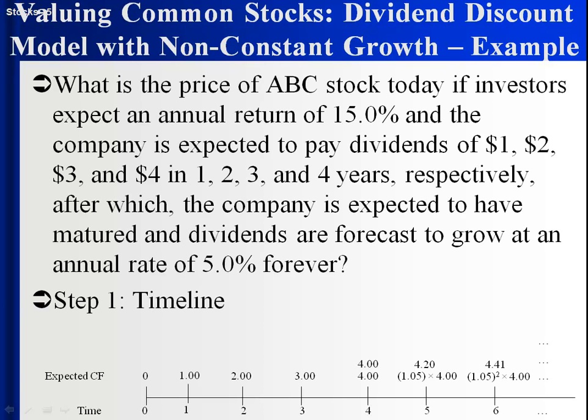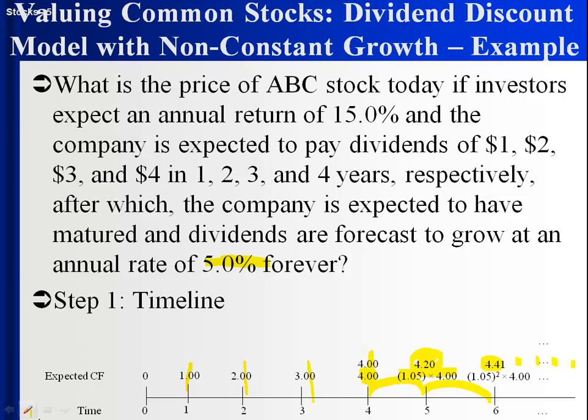Well, first step, do a timeline. So again, you got 1, 2, 3, 4, and then 5% growth forever. But what does that mean? It means the dividend that we expect in 5 years is $4 times 1.05, which is 4.20. Here it's 4.20 times 1.05, or $4 times 1.05 squared is 4.41, and then it's going to just continue forever and ever and ever.